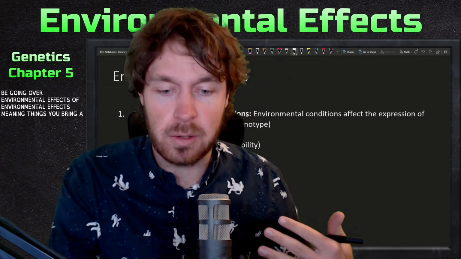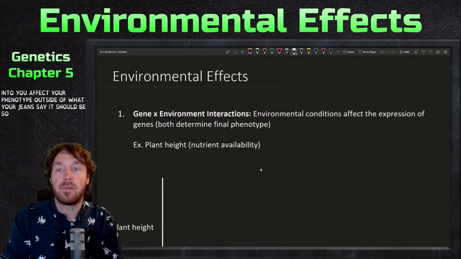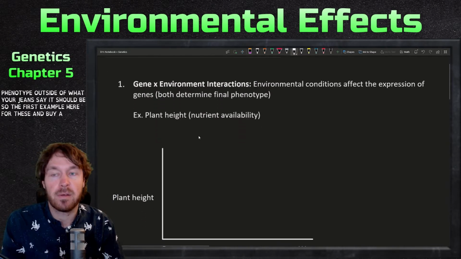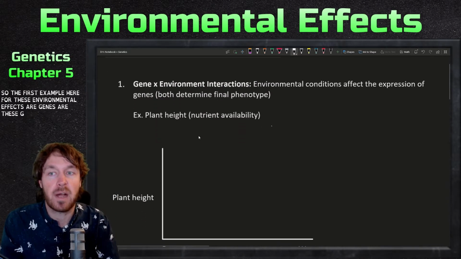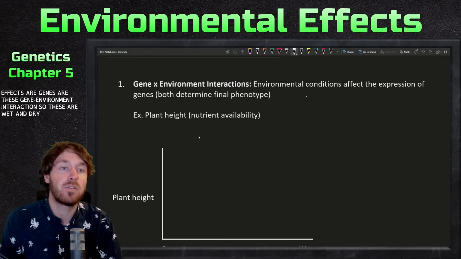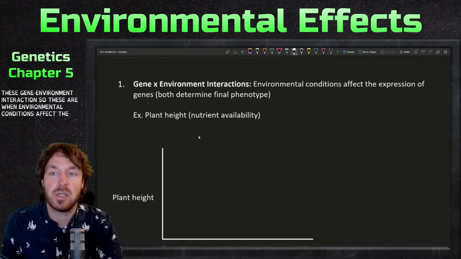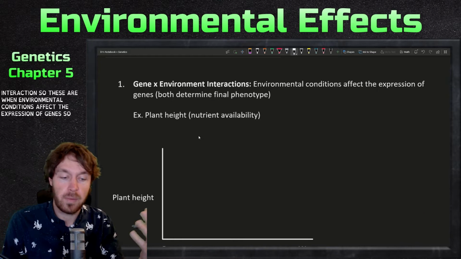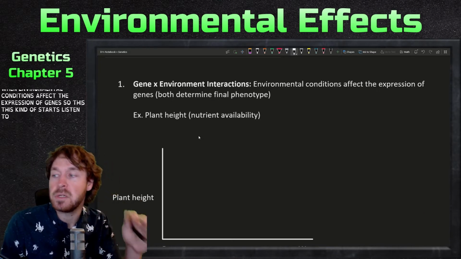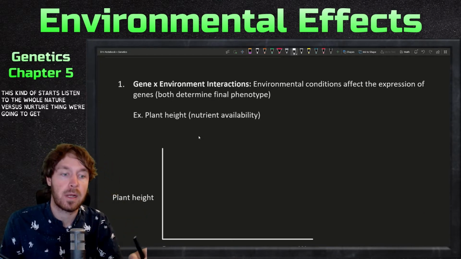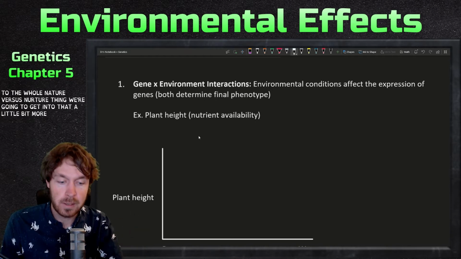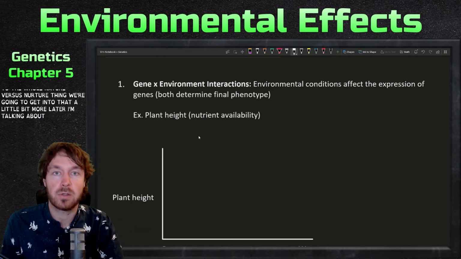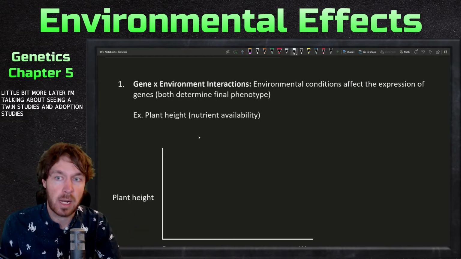So environmental effects meaning things you bring in that affect your phenotype outside of what your genes say it should be. The first example here for these environmental effects are these gene-environment interactions. These are when environmental conditions affect the expression of genes. This kind of starts us into the whole nature versus nurture thing. We're going to get into that a little bit more later, and talk about twin studies and adoption studies next chapter.